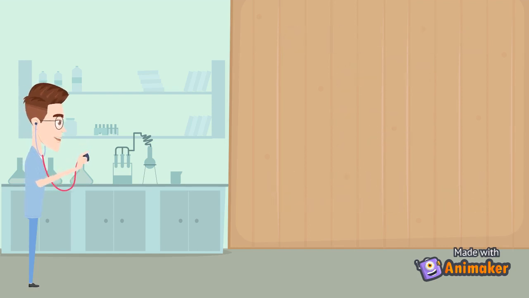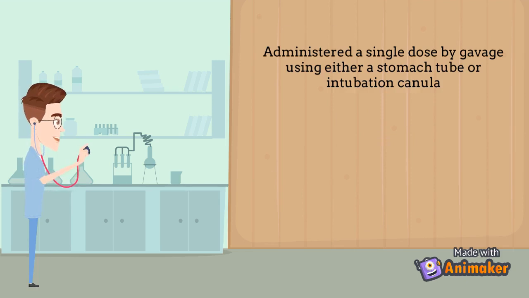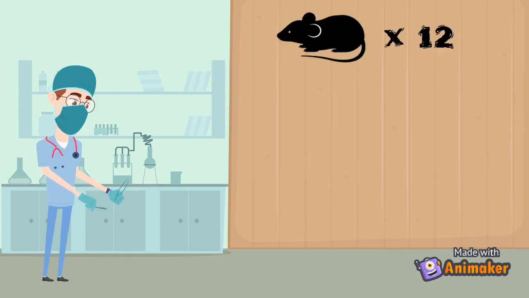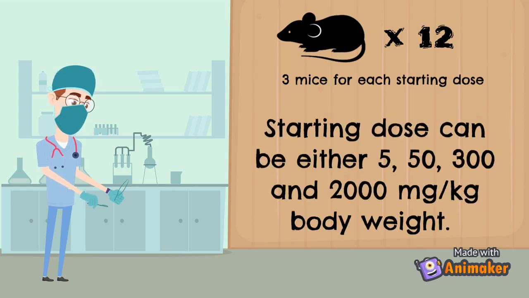The test substance or drug is usually administered in a single dose by the gavage method using either a stomach tube or an intubation cannula. If it is not possible to administer the test substance in a single dose, then the dose may be given in smaller fractions over a period not exceeding 24 hours. Usually, the test needs 12 animals to be administered and observed, which means 3 animals are used for each step. The dose level to be used is the starting dose selected from either 5, 50, 300 and 2000 mg per kilogram of body weight.